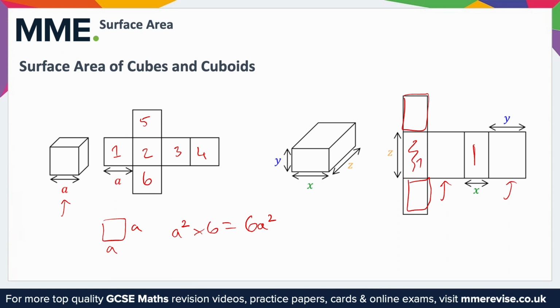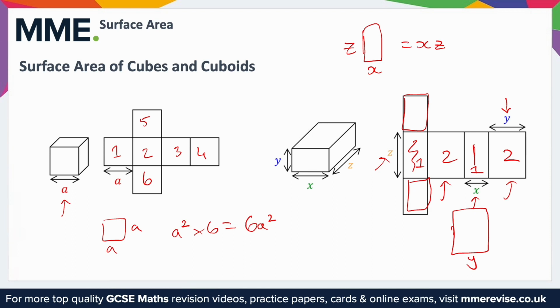If I'm focusing on this pair here, let's call it pair number 1. They are a rectangle that are Z long or Z tall, and they are X wide. So the area of one of these is XZ. Focusing on pair 2, they look a little something like that. We know that they're Y wide, and again, they're going to be Z tall. So the area of one of these is YZ.